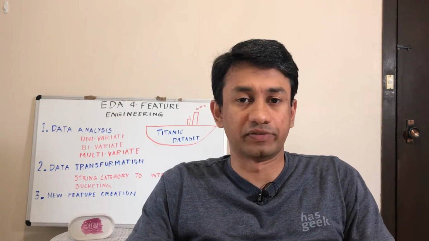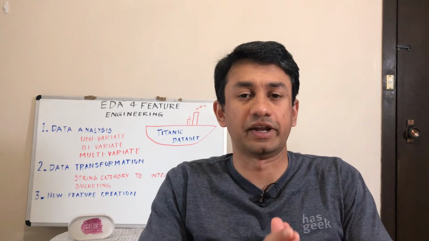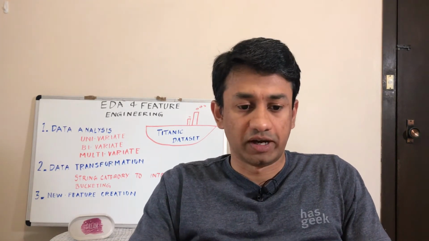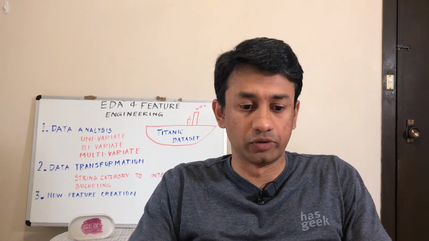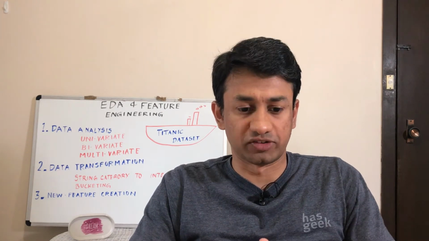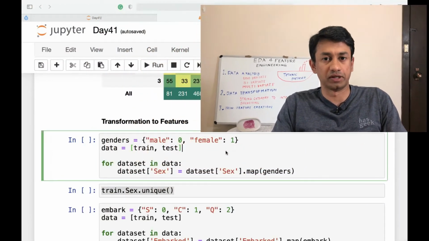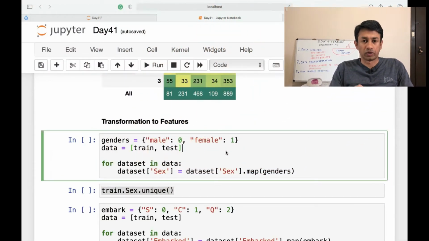Continuing from where we left off in the previous session, we have done the data analysis so far. So now moving on to the data transformation. As you see on my screen, we are going to transform this column. Instead of male, we are going to replace it with the value 0 and female with the value 1. As you see on my screen, we are doing the replacement or data transformation for both the test as well as the train data set.